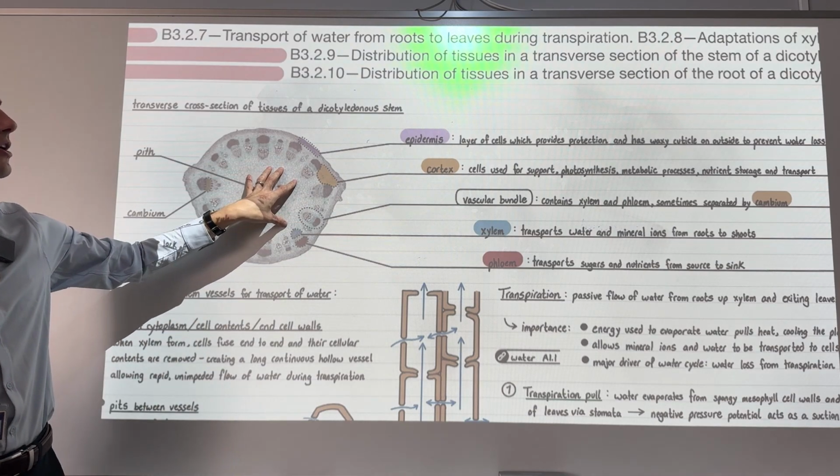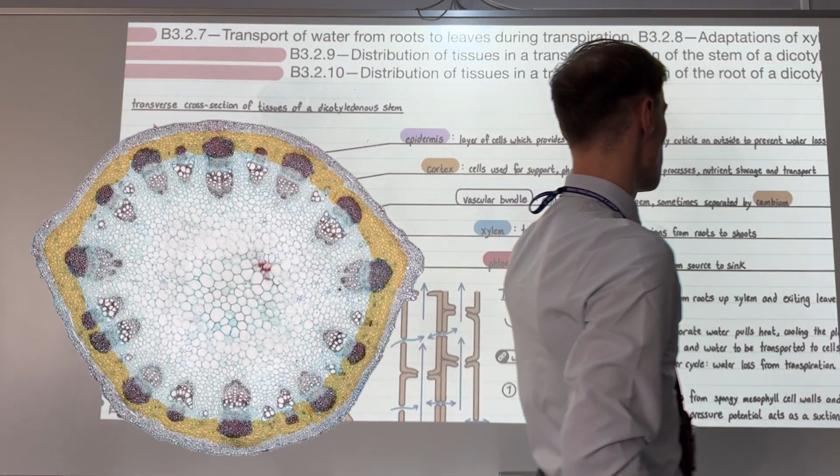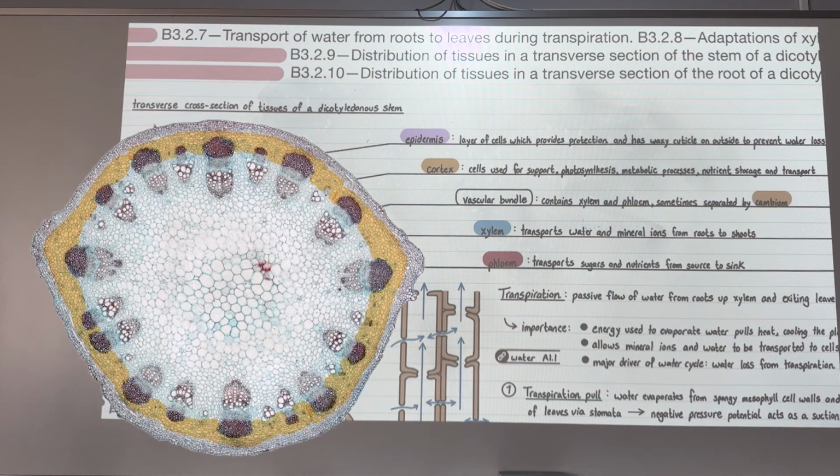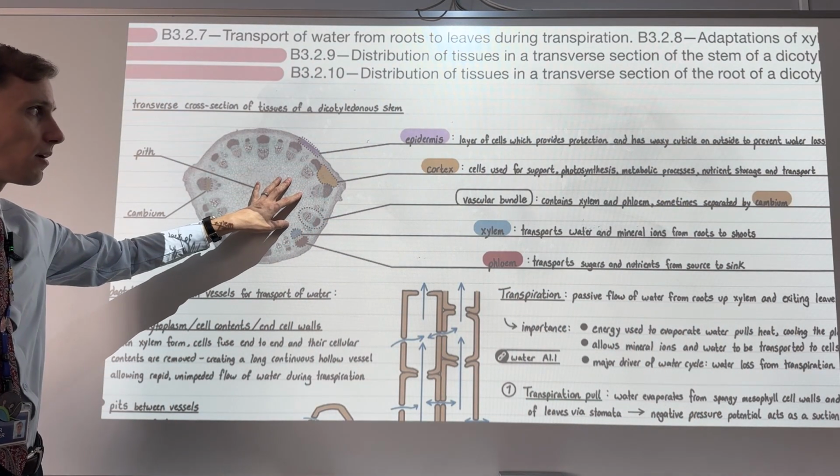So the cortex here would be cells that are used for support, photosynthesis, metabolic processes, nutrient storage. It's basically a lot of stuff is happening in the cortex here, and that's why this tissue layer is actually quite big.